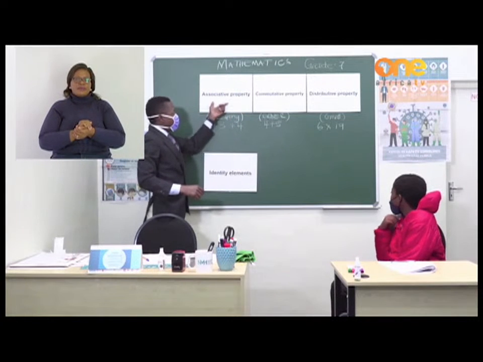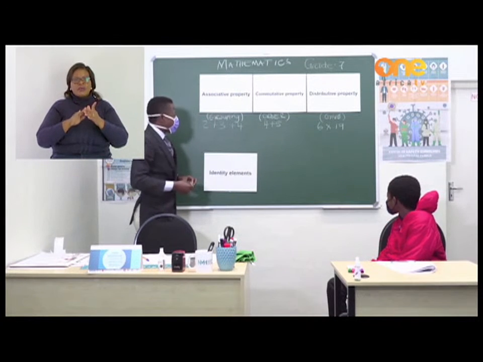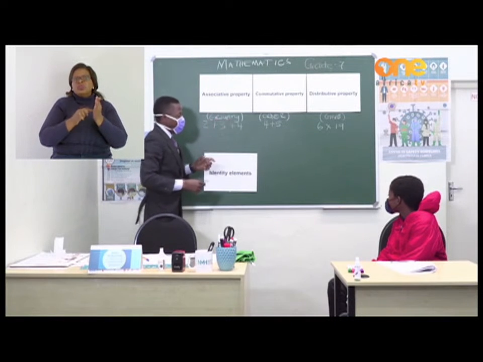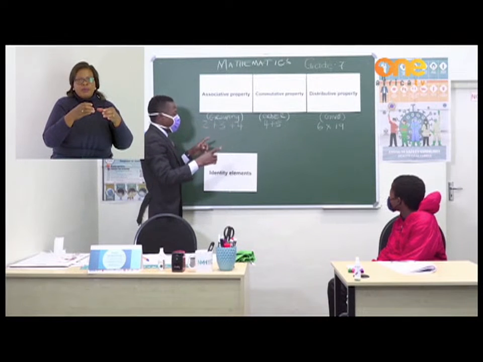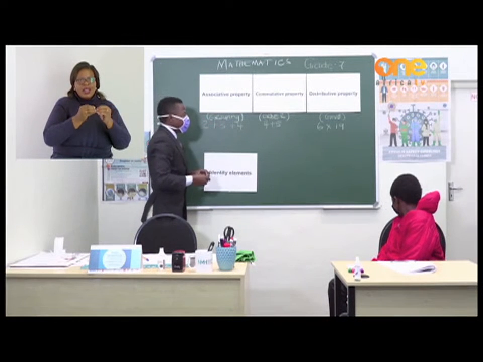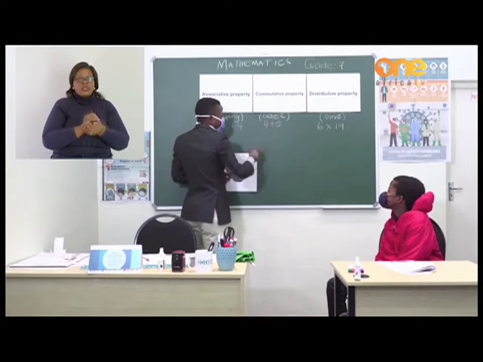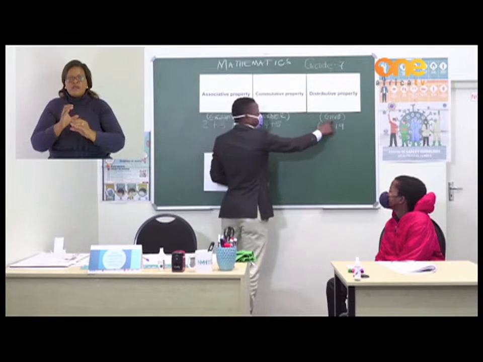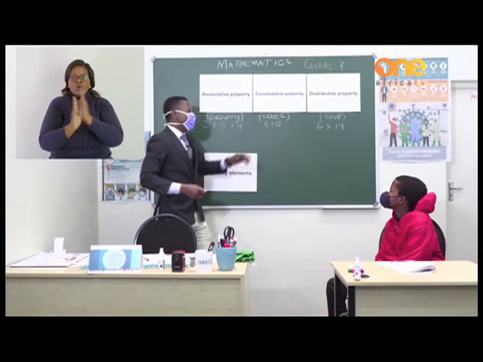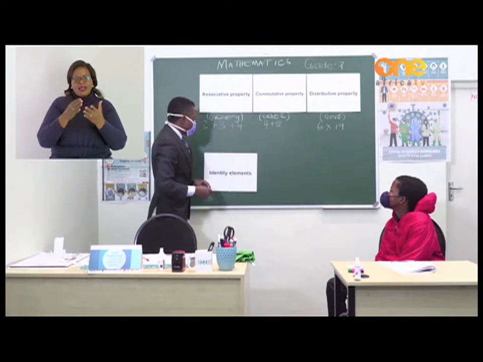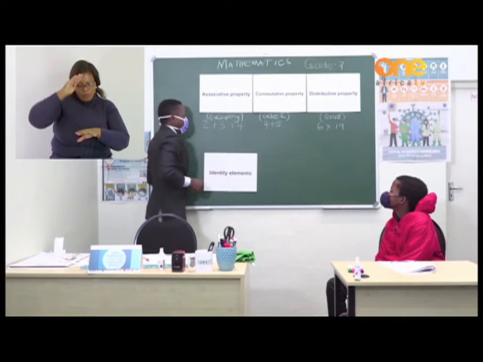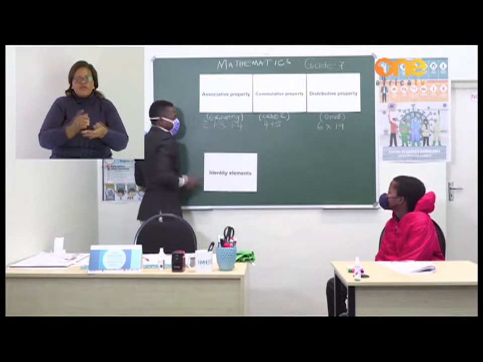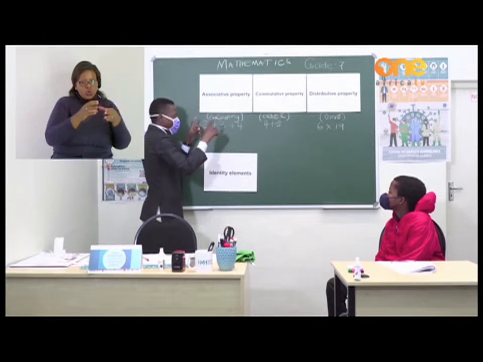When it comes to associative property, this is more on grouping. You are grouping certain numbers where to start. When it comes to commutative, we are doing the order. And here at distributive property, you are giving. So let us start with associative property. Associative property, we need to group. We need to group numbers where you need to start.